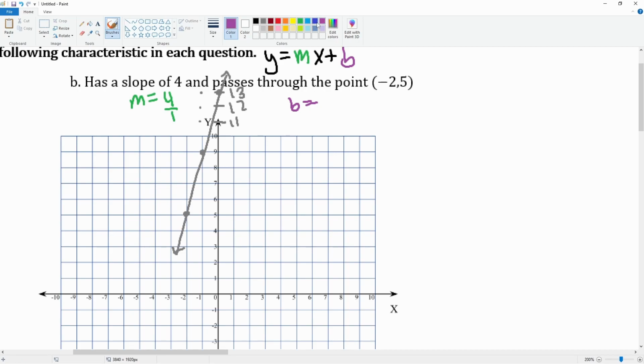So the b here would be 13. So I write y is equal to the slope of 4/1, if you want, x plus 13. All right?